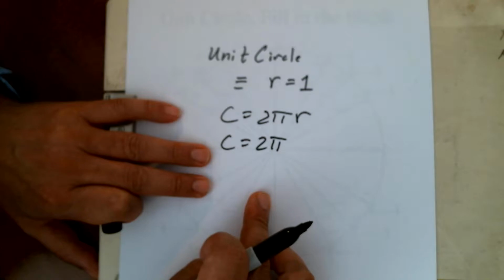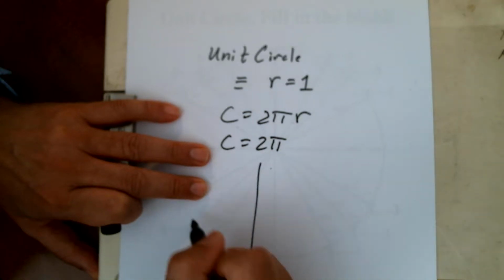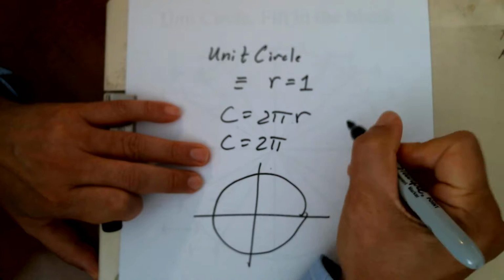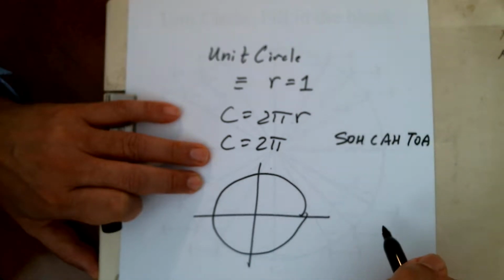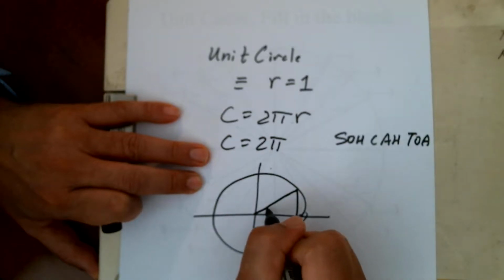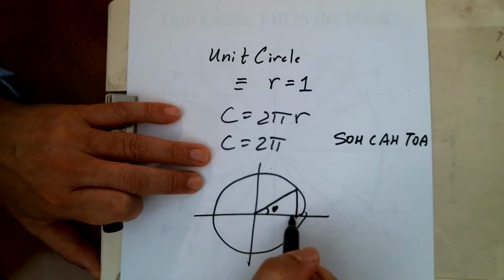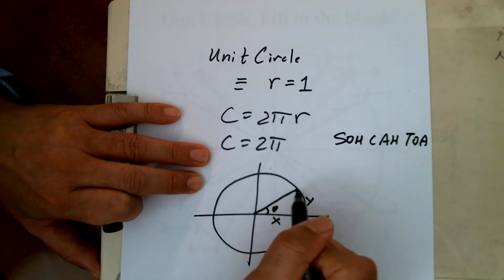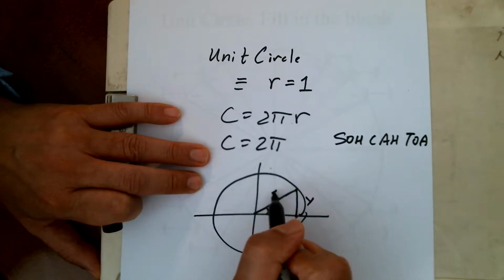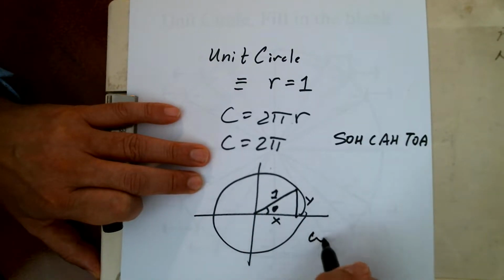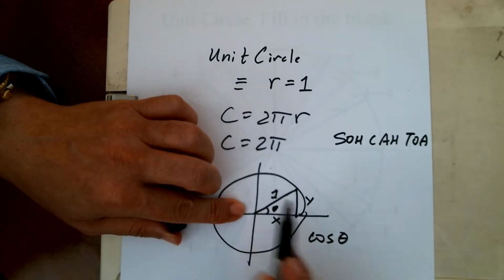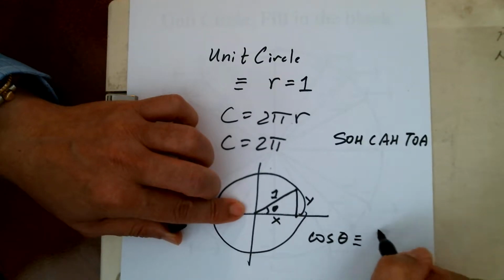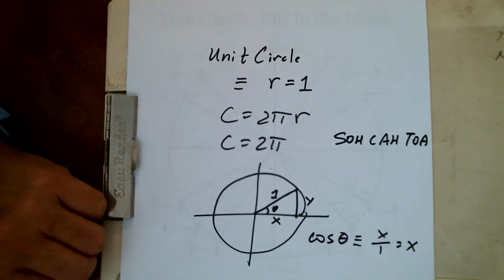We also need a couple of other things before we start. Do you remember SOH CAH TOA? So here's how this works. You have an angle theta right here. And this is your x direction, that's your y direction, and that's your radius, which happens to be that lonely one. So what's the cosine of the angle theta? What's the adjacent to the hypotenuse? The ratio of that, by definition, is x over 1, which is x.